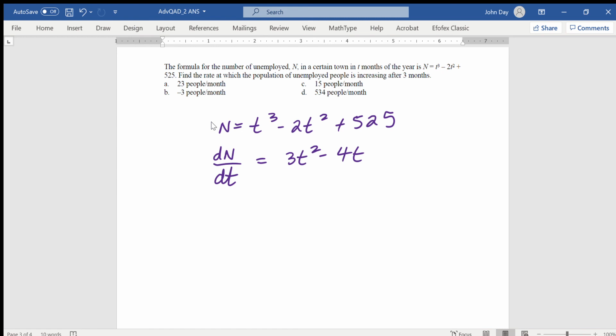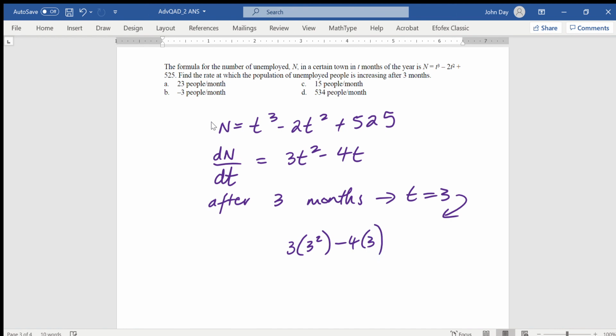Now, this must be an increase, but that doesn't worry me. I just found the rate of change, and after 3 months, in other words t is equal to 3, I just go 3 times 3 squared minus 4 times 3. So that's 27 minus 12, that's 15. So 15 people per month is the answer for that one.